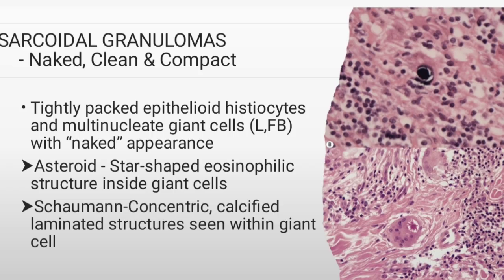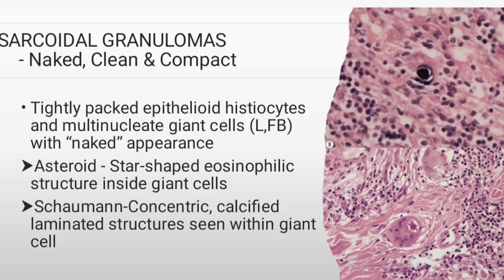Sarcoidal granulomas are described as neat, clean and compact granulomas with tightly packed epithelioid histiocytes, which contain multinucleate giant cells that can be Langhans or foreign body type, with a naked appearance, that is, a paucity of lymphocytes around the granuloma. A typical sarcoid granuloma contains, at times, asteroid and Schaumann bodies. Asteroid bodies are eosinophilic star-shaped structures inside the giant cell. Schaumann bodies are concentric calcified laminated structures within giant cells.